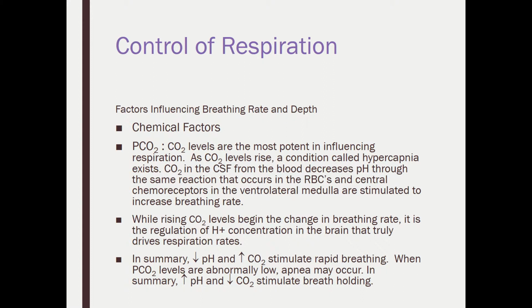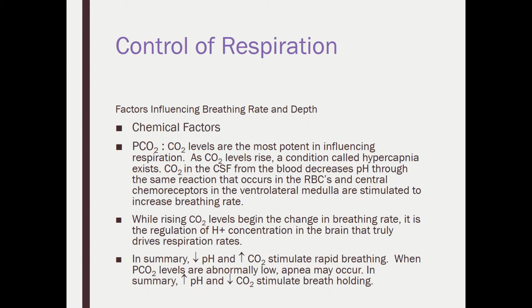And the reason why CO2 is so important if we're looking at a decrease in pH of our cerebrospinal fluid is that hydrogen ions don't cross the blood-brain barrier, but CO2 will. So as CO2 builds up in our bloodstream and gets to the environment of the brain, the CO2 will then diffuse into the cerebrospinal fluid, and then the pH will drop.